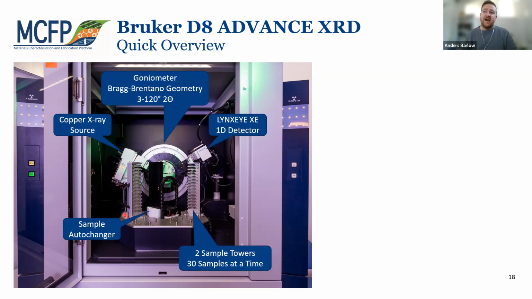So we have a sample auto changer here that can, again, pick up your samples, load them into the instrument, run them, put them back and pick up the next sample. And we have 2 user towers available. Each can hold 15 samples. So you could conceivably mount 30 samples in this instrument, program them all, let it run over the weekend, and then come back the following week and pick up all of your samples and all of your data.